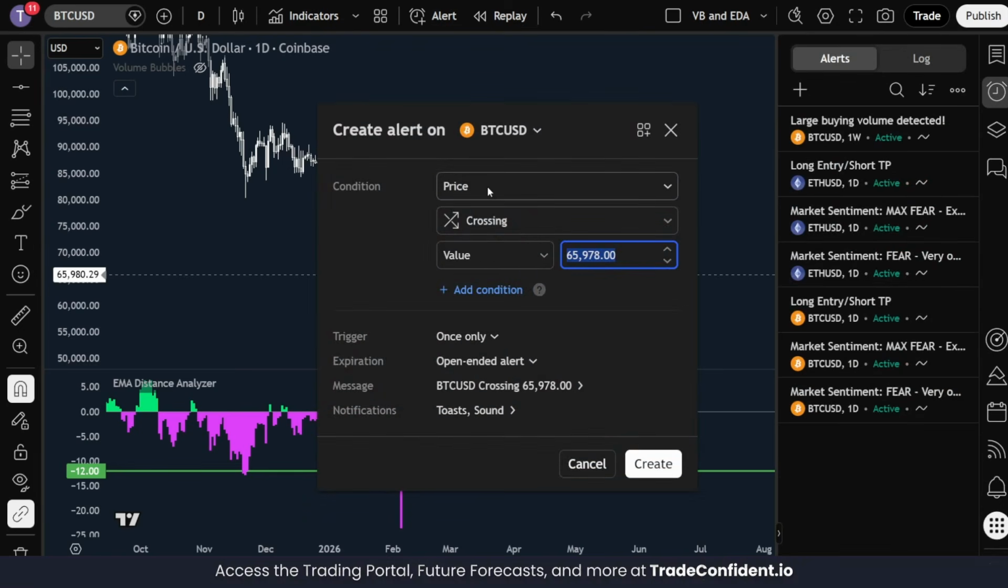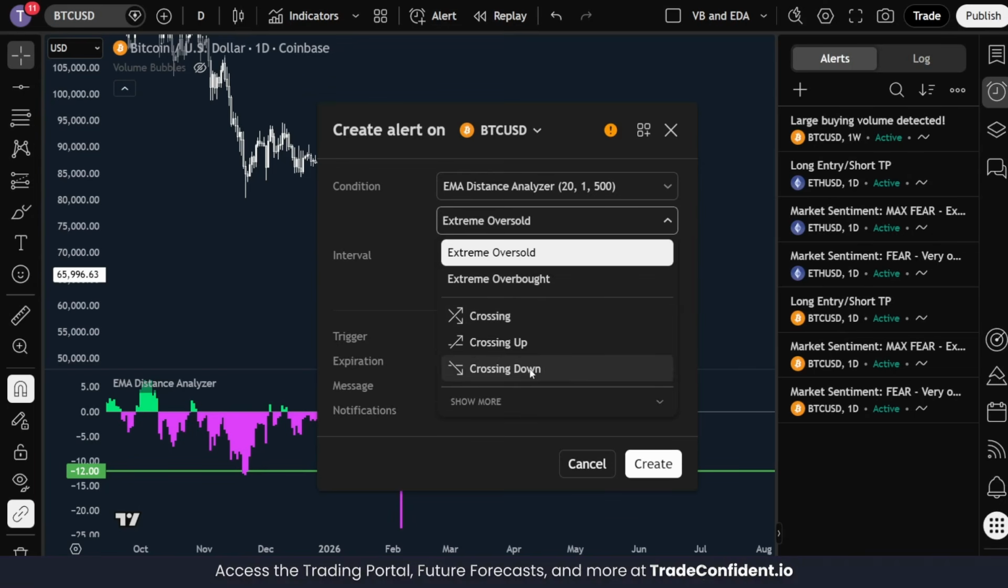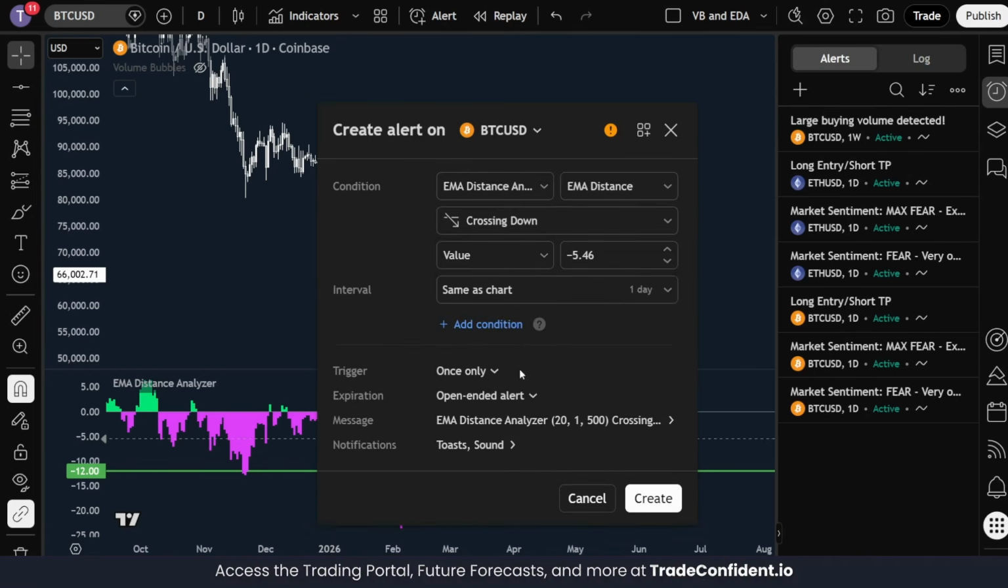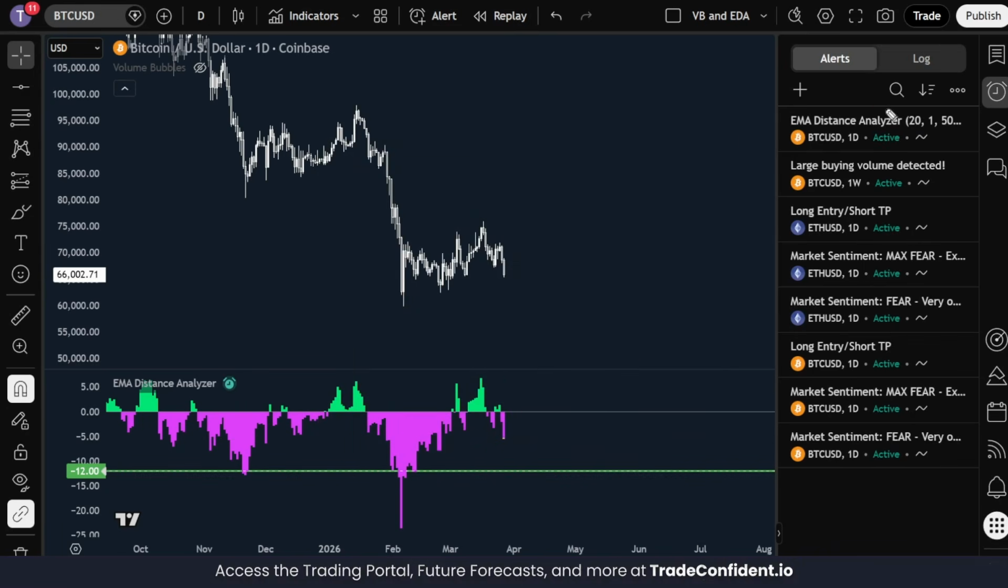What we can do here is create an alert. This one's a little more complicated, so stick with me. EMA Distance Analyzer. Click it to crossing down. We want the value set at -12. Click create. Now, this is going to let you know, not on candle close at all, but as soon as you see the EMA Distance Analyzer pass below -12, you will be alerted immediately.